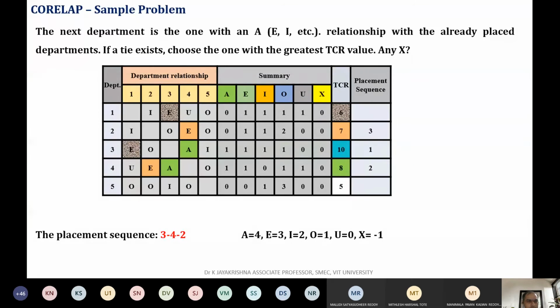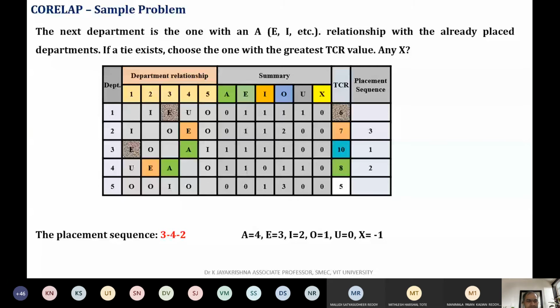The left out departments are only 1 and 5, correct? If I see 1, obviously you could find that 1 shares an E relationship with department number 3, correct? And the fifth department shares an I relationship with department number 4. So obviously, A, E, I, O, U, X. So the next department which I should place is what?